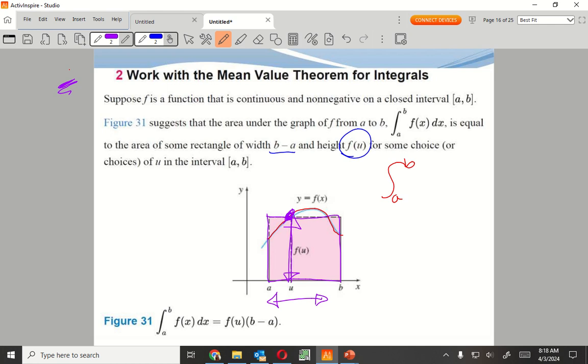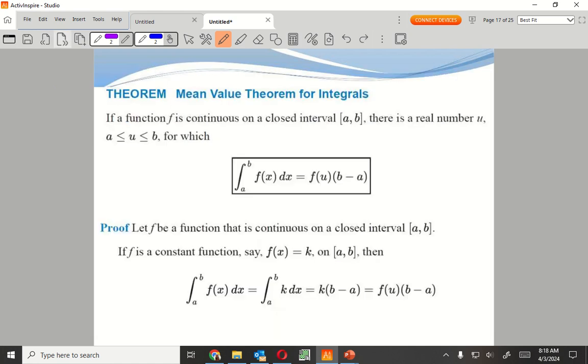So let's do the math on this. So if a function f is continuous on a closed interval, there's a real number u between a and b for which I'm going to find some value for this one right here. So if we find our interval, let's say that we know that this is equal. If I know that this is equal, can I do some algebra from here? Say yes. I could do some algebra.